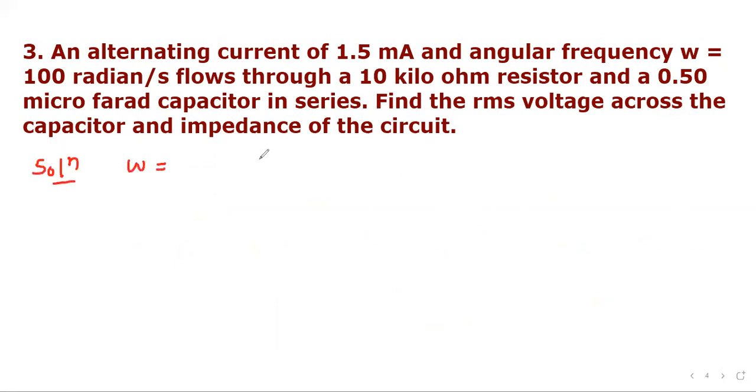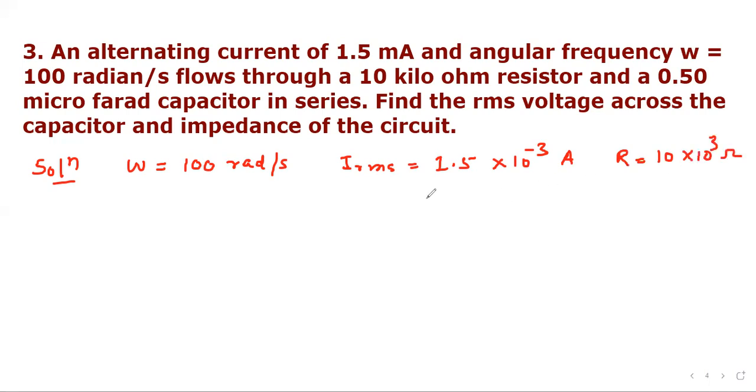Here omega is given as 100 radian per second, and IRMS is given as 1.5 milliampere, that is 1.5 into 10 power minus 3 ampere. R is 10 kilo ohm, means 10 into 10 power 3 ohm. Capacitance C equal to 0.5 microfarad, 0.5 into 10 power minus 6 farad. Now we can find impedance Z.